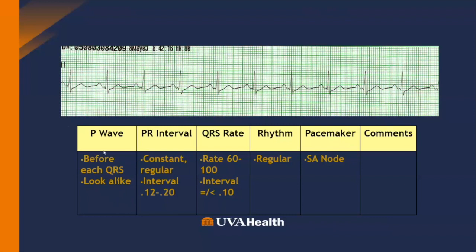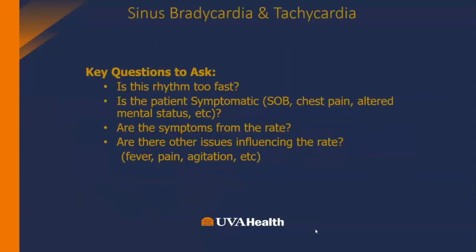They look alike. There's a P before every QRS. They're constant, they're regular, and this interval, from the beginning here to the beginning here, is acceptable at less than 0.20 seconds. The rate is between 60 and 100, and it's regular. So this is probably an SA node type rhythm. That's where it's originating: normal sinus rhythm.